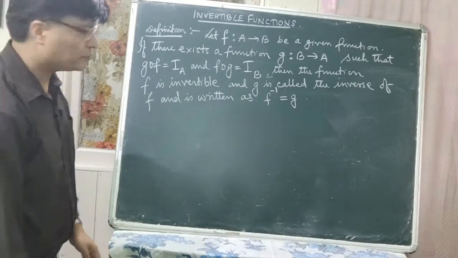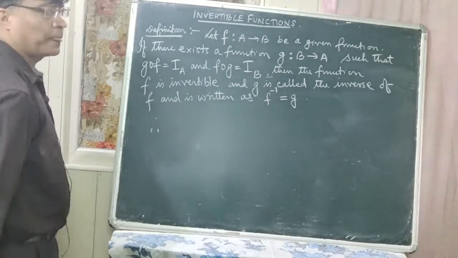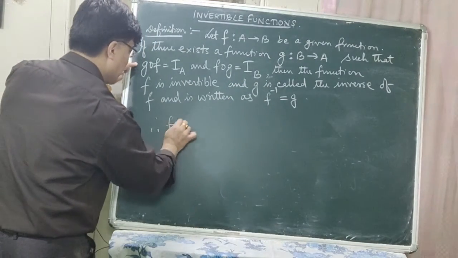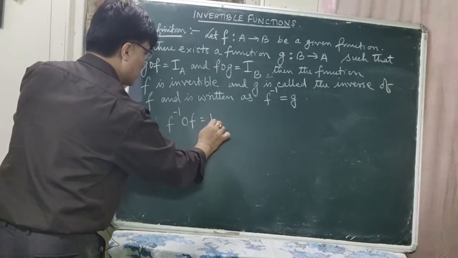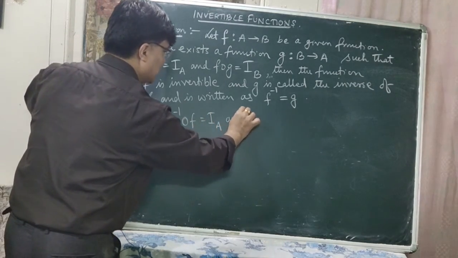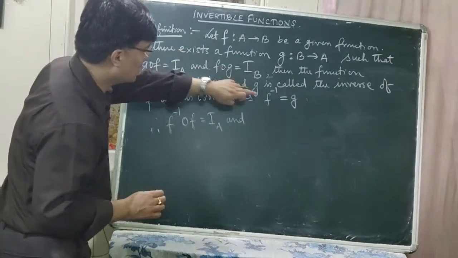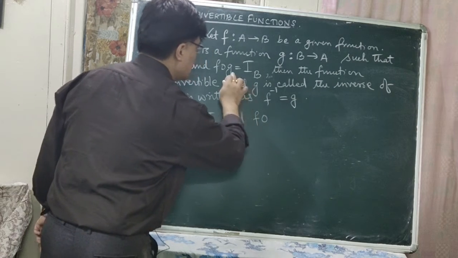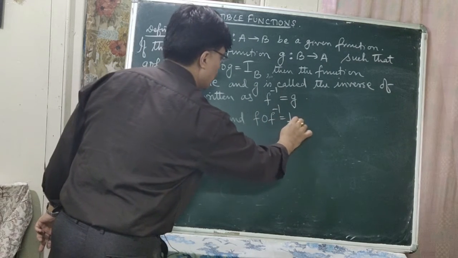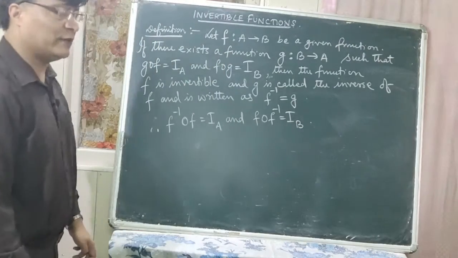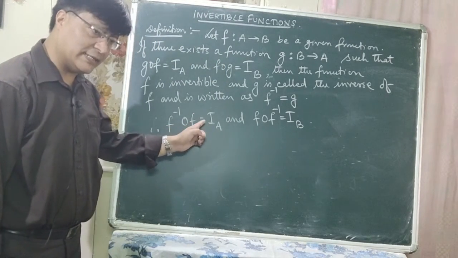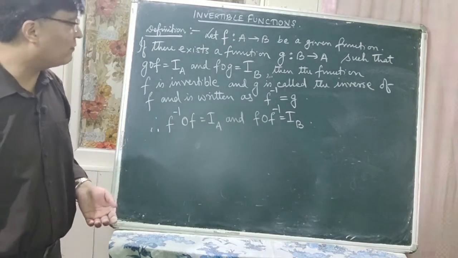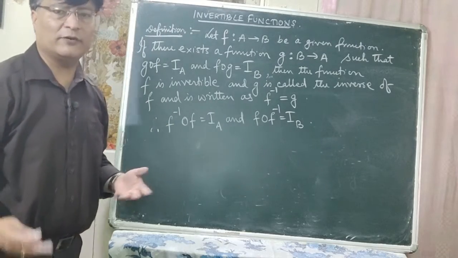So therefore, in the place of this G, we can write F inverse. That is F inverse o F is equal to IA, and what? Instead of G we can write F inverse, so G means F inverse is equal to IB. That is F inverse o F is equal to IA, identity function, and F o F inverse is equal to IB, which is also an identity function. So this is the definition of invertible functions.